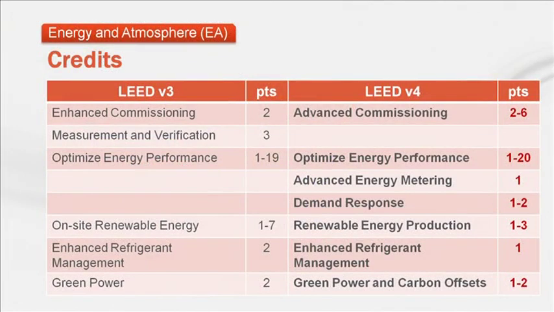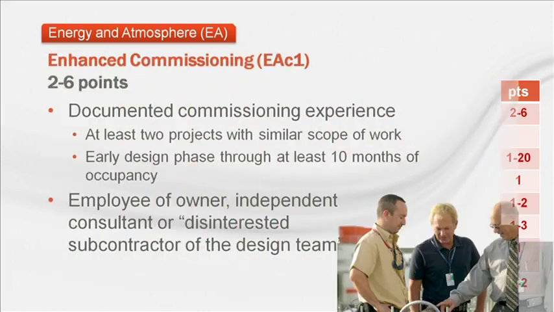Energy and atmosphere is still the largest credit category in LEED projects, comprising up to 35% of the credit points. Now, there were a few reallocations within the EA section. The largest redistribution was from the on-site renewable energy area to some new credits. Let's look at some specifics.